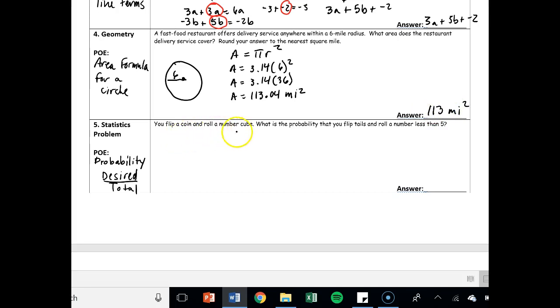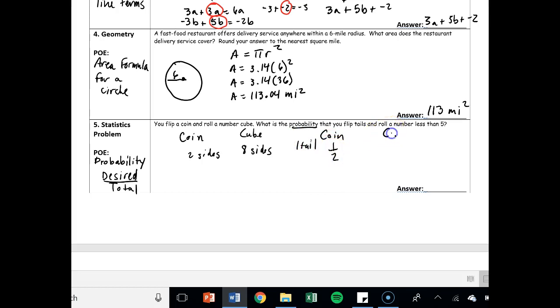All right, last one. It says you flip a coin and roll a number cube. What is the probability that you flip tails and roll a number less than 5? So probability, it's your point of entry. It's all about your desired over your total. If you got a coin, you know it's got two sides. If you've got a cube or a die, you could say it's got 8 sides. And so for your coin, you've got 1 tail. So your probability of flipping a tail is going to be 1 out of 2.